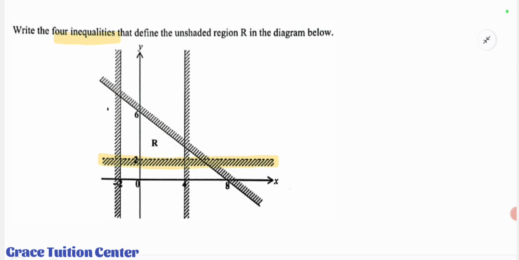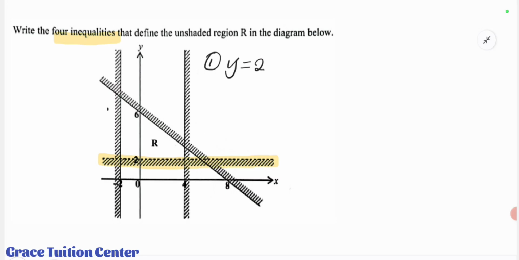So what I'm going to do is I'll ask myself, which axis is this line cutting? Is it cutting the x-axis or the y-axis? We can clearly see that this line is actually cutting the y-axis at the point where y is 2. So since this line is only cutting the y-axis and it is parallel to the x-axis, I'll go ahead and say my first equation is y equals 2.